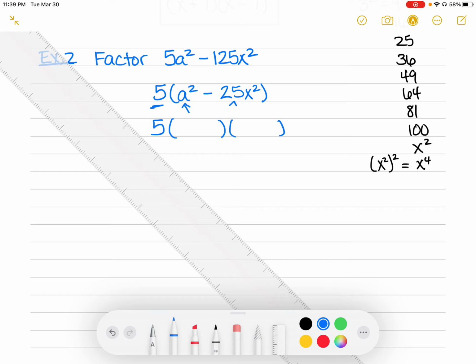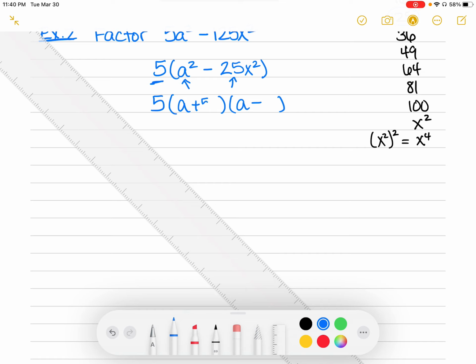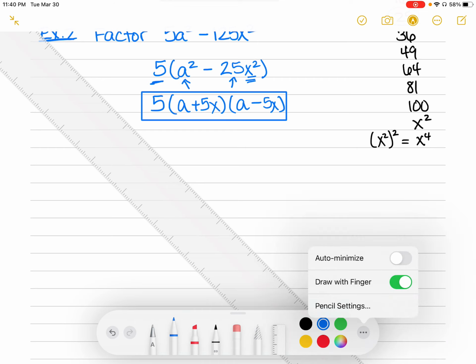Okay, so since both of these are squares, we're going to have a plus and a minus. And my first one is easy. A times A is A squared. This one might look harder to you, but if I look over here at my list of numbers, I see 25 as a square. So what number times what number equals 25? It's 5, right? And don't forget the x at the end. So I have to have 5x and 5x. And there's my answer.